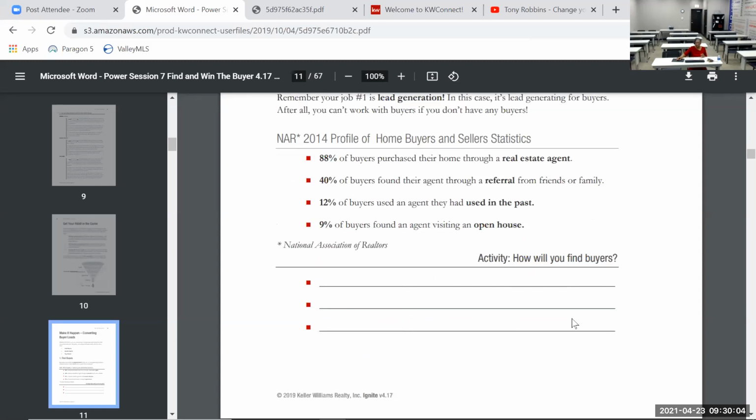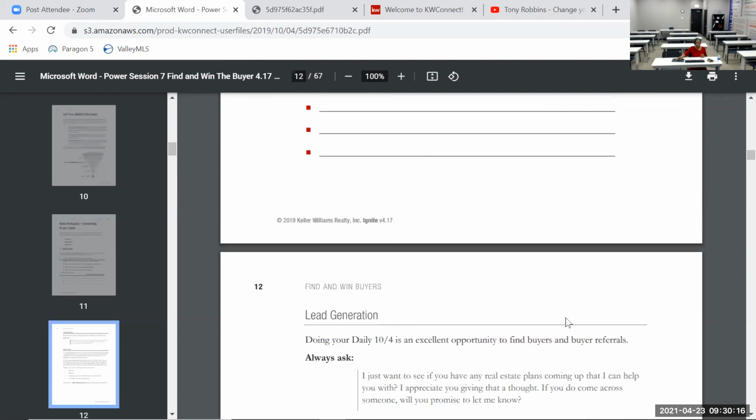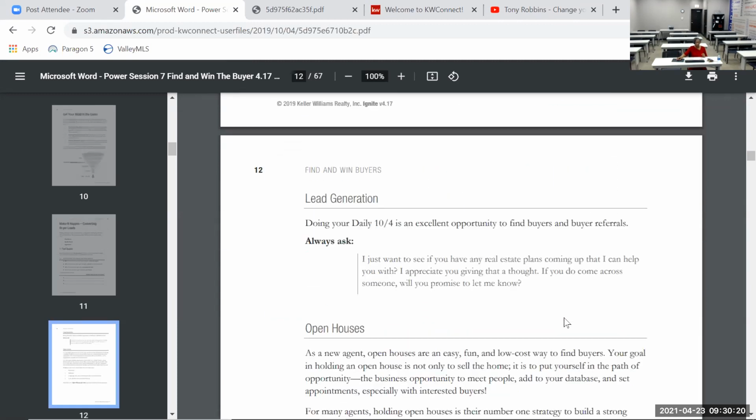And you'll learn more about that in some of your other trainings. But 9% of buyers found an agent visiting an open house, so you need to be working open houses. I still do open houses as often as I can. Doing your daily 10-4 is an excellent opportunity to find buyers and buyer referrals.